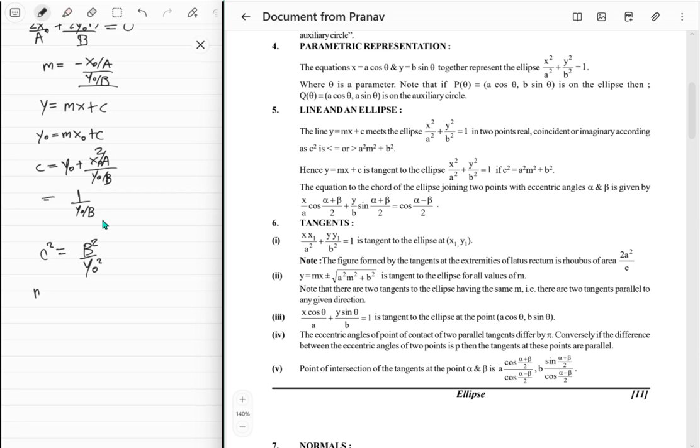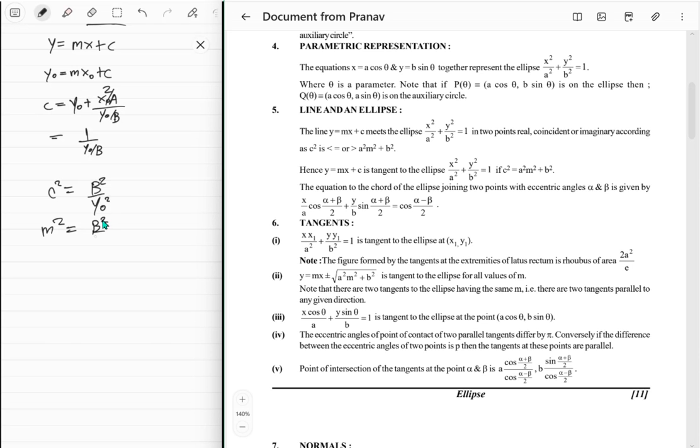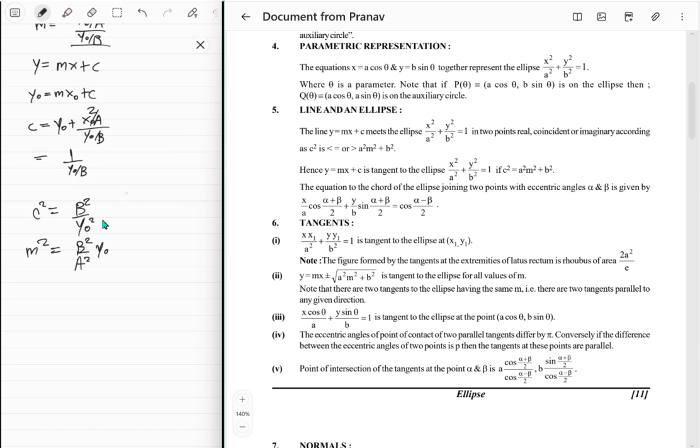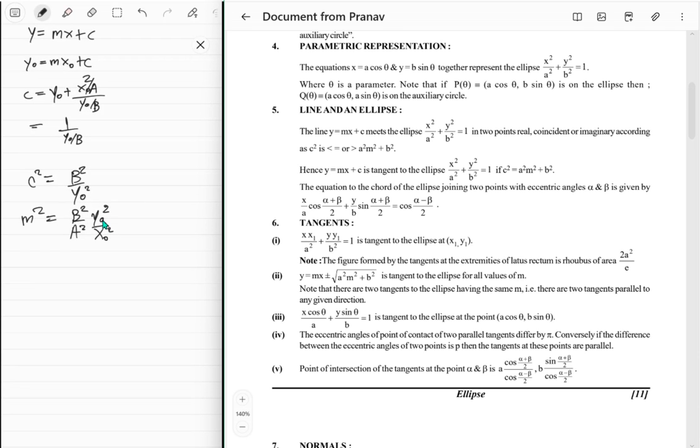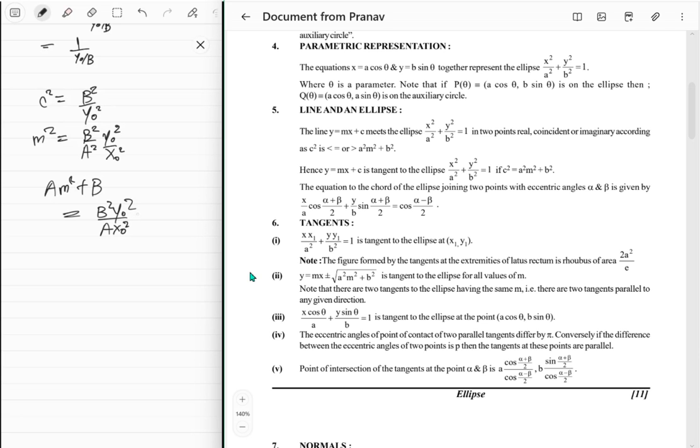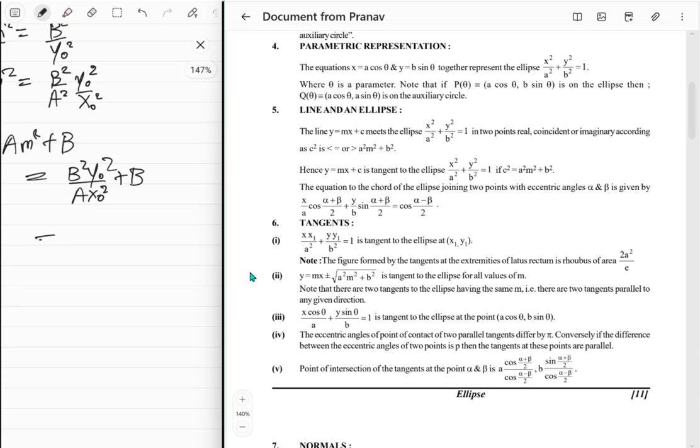then m squared is just b squared upon a squared, and then y naught, where did that go? Right, y naught squared upon x naught squared, right? And then they're saying, okay, we just want, over here they're using small a square, actually it's supposed to be capital A. So capital A m squared and then plus b. What will that be? It's going to be b squared y naught squared upon a x naught squared and then plus b, right? So you can just take b common.